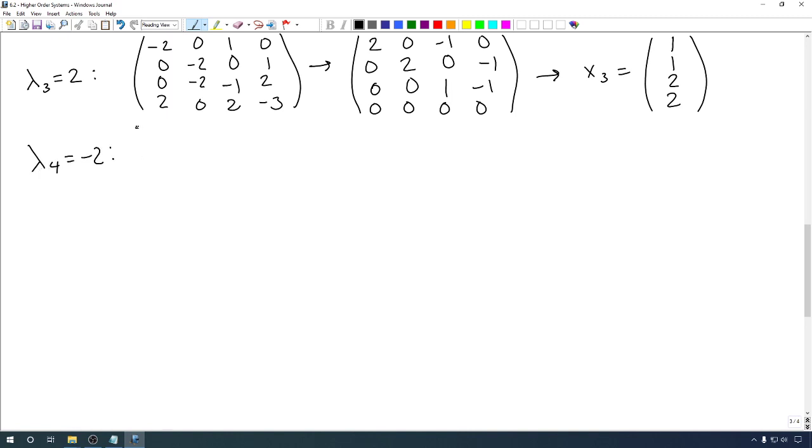Finally, our last eigenvalue is -2. So we have 2's here. These are going to be the same thing. And then what are these? These are 3 and 1.